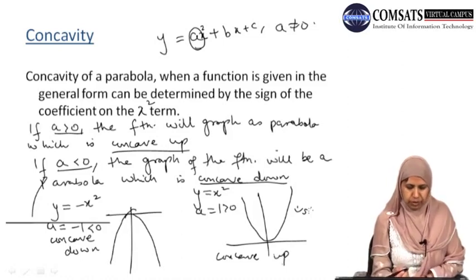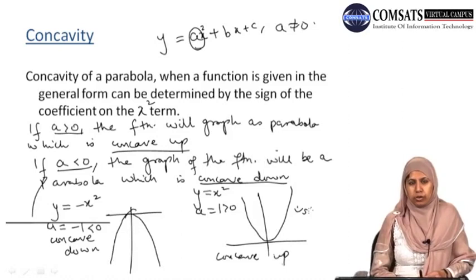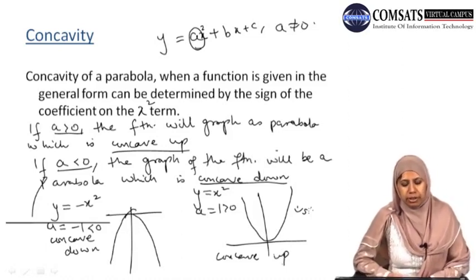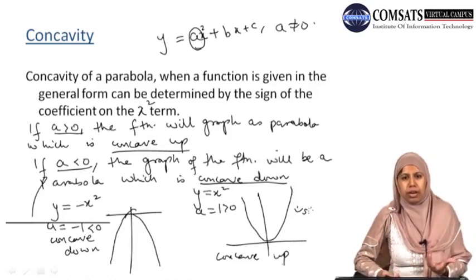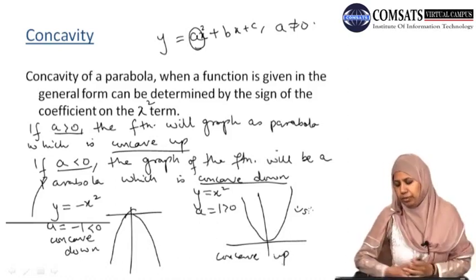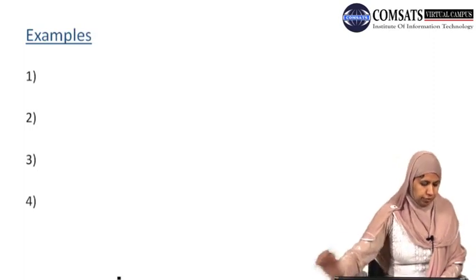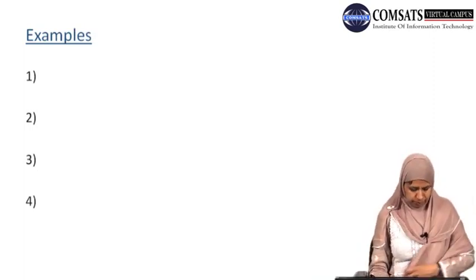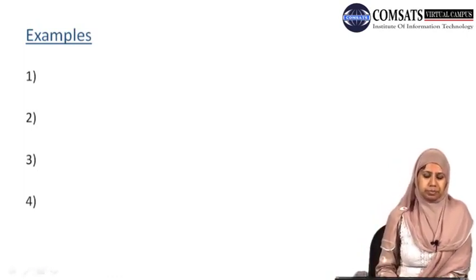Okay. So simply by looking at the sign of the constant a, or the coefficient of the x square term, we can easily identify whether the graph will be concave up or concave down. Now we come to the intercepts. No, first we will solve some examples and then we will come to the intercepts. Okay, we will consider 4 examples.